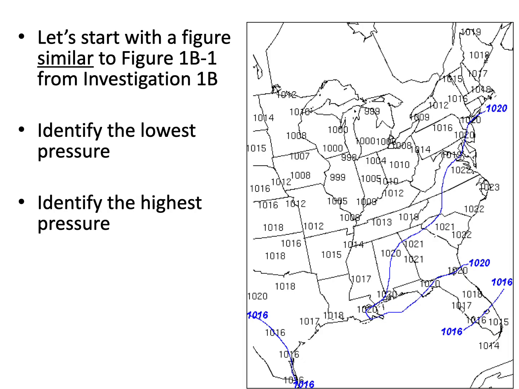So let's get started. Here's a figure that's very similar to figure 1 in investigation 1B. This is actually from a previous year. We'll show the one this year in a little bit, but we're going to start off just doing this one. This is over the eastern US, and it's got a bunch of station pressures listed. You can see Little Rock, Arkansas here is 1,015. Out here on the edge of North Carolina is 1,023.